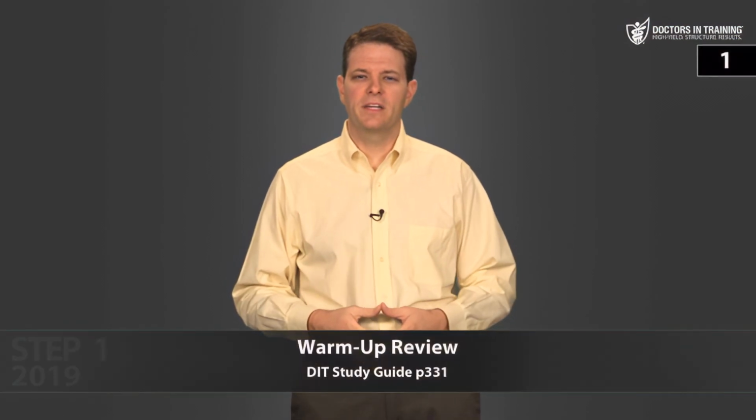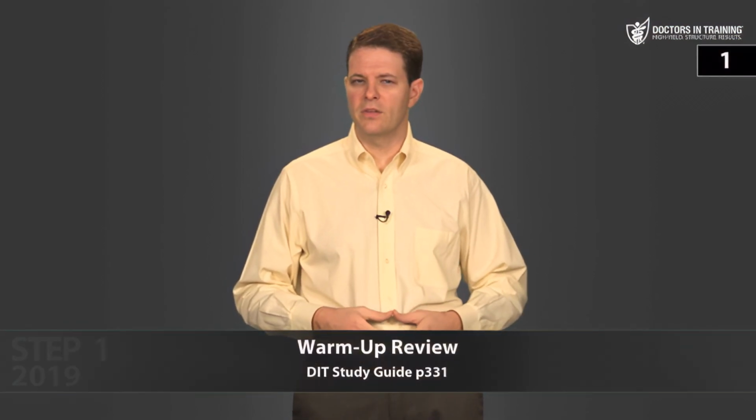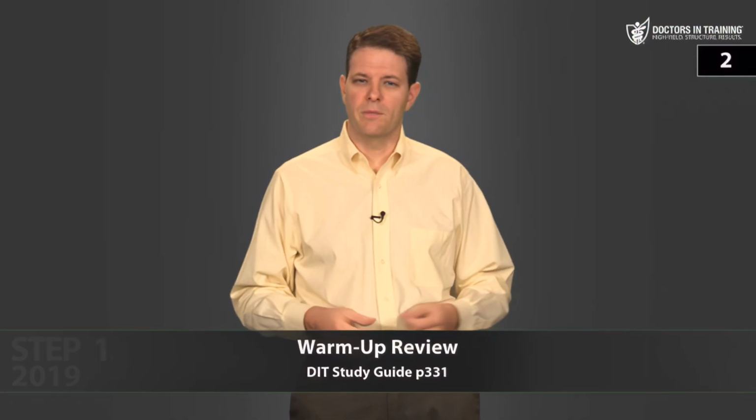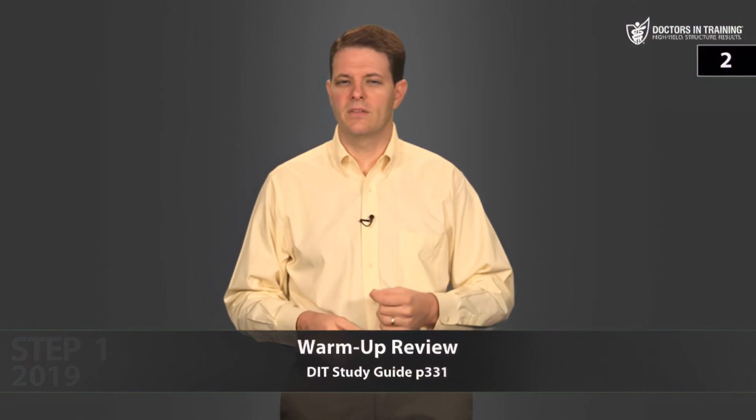Let's go over the warm-up. First question. A defect in the expression of the FMR1 gene is associated with what disorder? That's Fragile X syndrome. And the last question. What's the antidote for each of the following substances? So the treatment for iron toxicity is deferoxamine, which is an iron chelator.